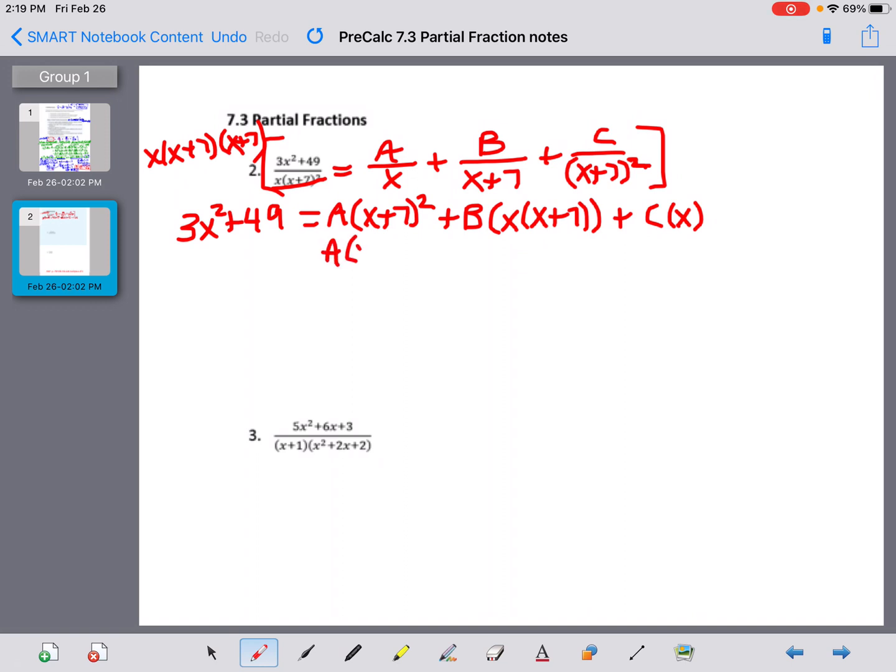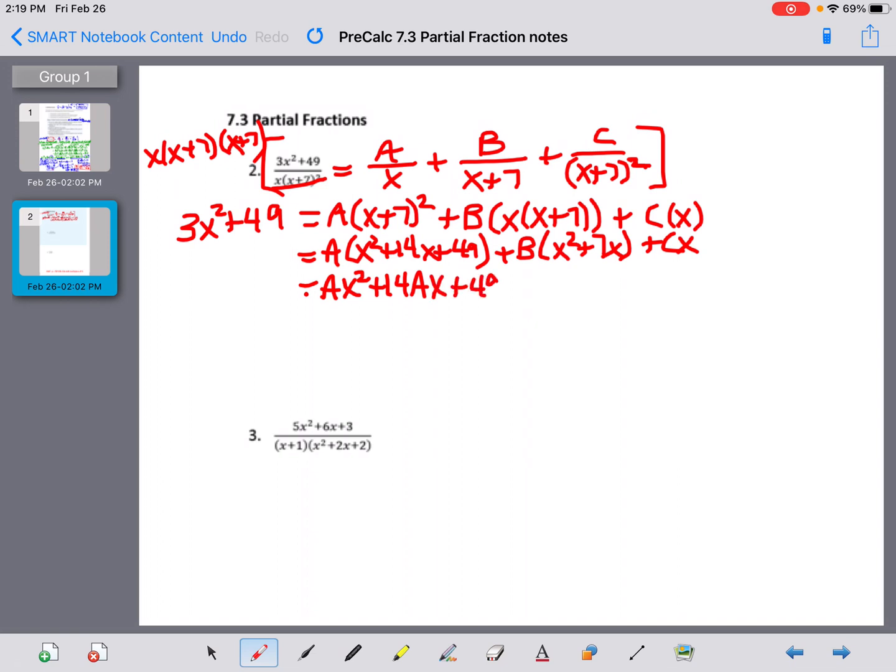This is really a times x squared plus 14x plus 49 when I FOIL that one out. This one's going to be b times x squared plus 7x, and this one's still just cx. Okay, distributing. I get ax squared plus 14ax plus 49a. Then I get bx squared plus 7bx. And finally, cx.